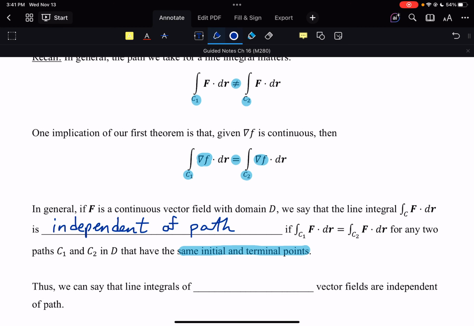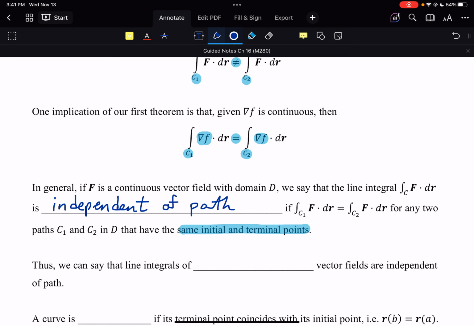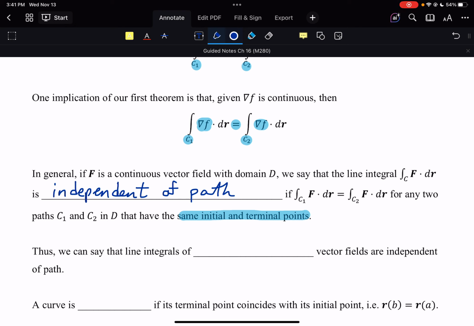So vector fields that can be written as gradient fields are said to be conservative. So we can say that line integrals of conservative vector fields are independent of path. Okay, so if the vector field we're working with is conservative, that means that the line integrals are independent of path.